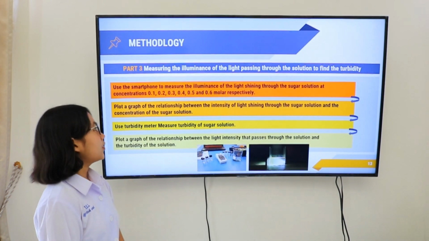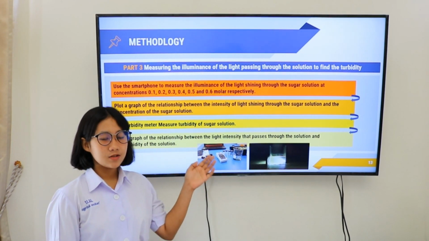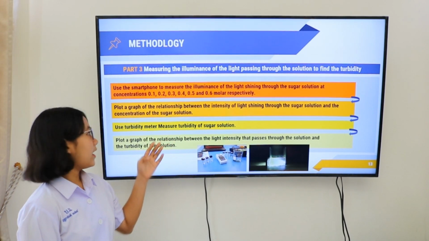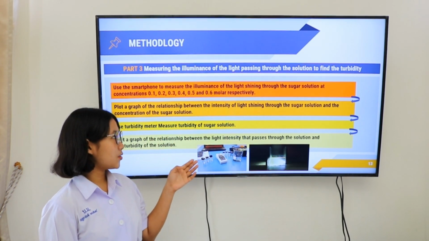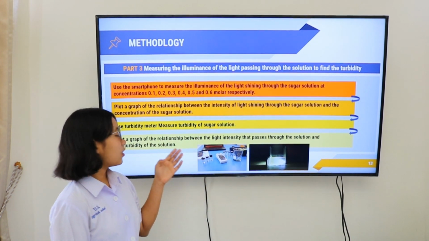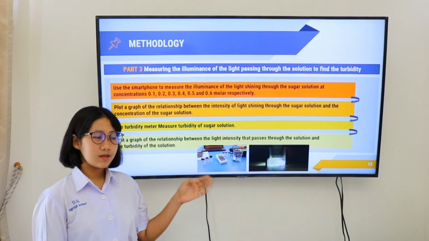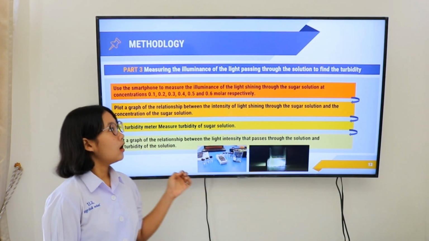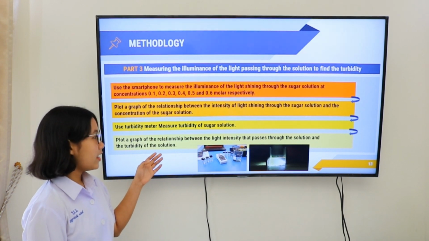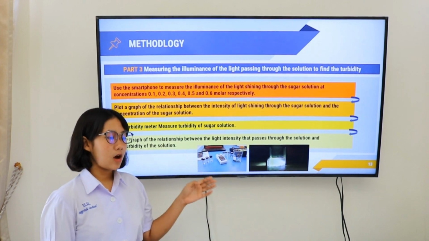So part 3. Using the smartphone to measure the illuminance of light shining through a sugar solution at varying concentrations, and plot a graph of the relationship between the light intensity shining through the sugar solution and the concentration of the solution. Use the turbidity meter to measure the turbidity of the solution at varying concentrations, and then find the relationship between the intensity and the turbidity of the solution.